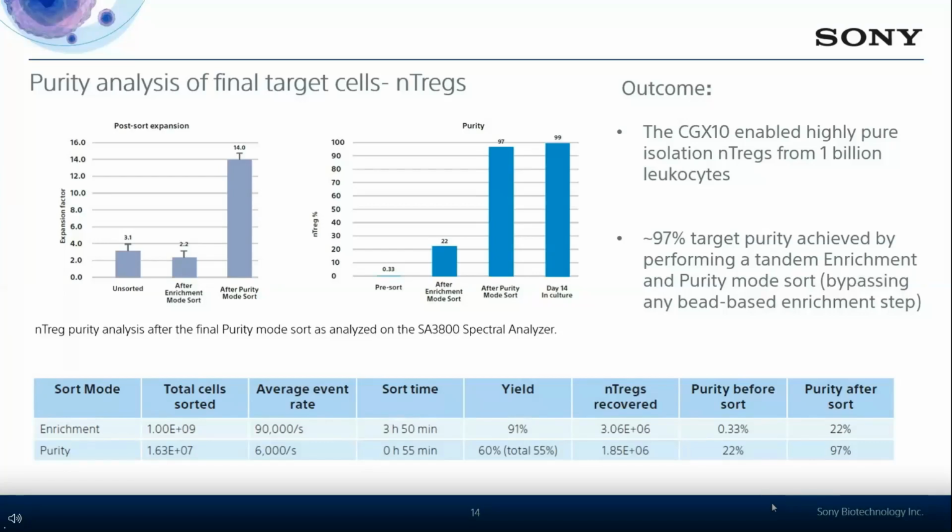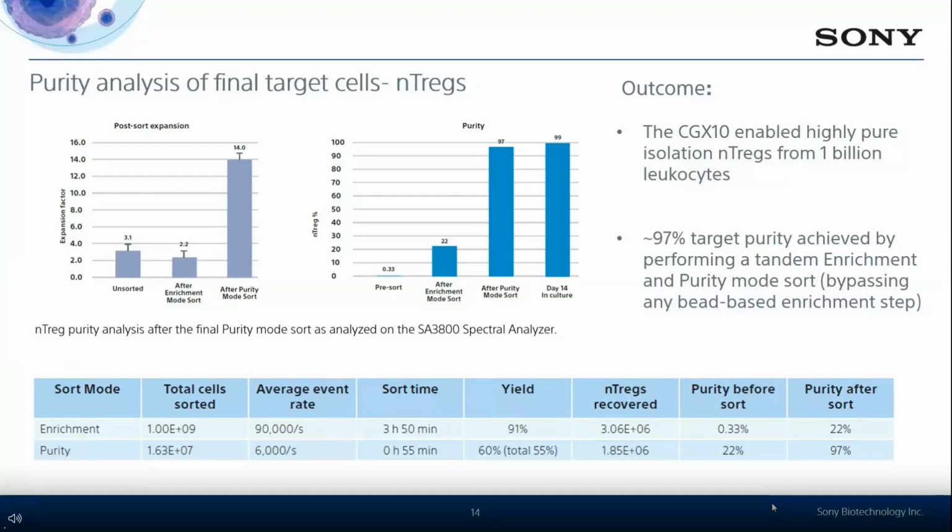These cells were then concentrated and reloaded again into the same manifold, and a purity sort was performed, processing about 6,000 cells per second for a total time of just under 1 hour for the purity sort, and recovering 60% of the highly purified Tregs. These had a purity of 97% at the end of cell sorting, so the total sorting time to process the 1 billion cells is just under 5 hours.